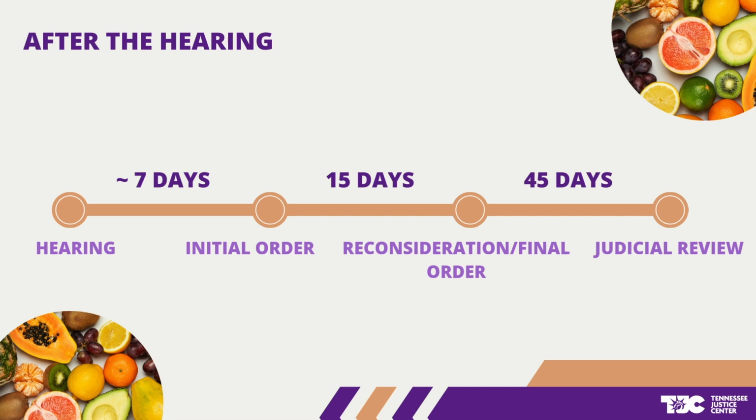The judge will then give a decision known as the initial order. This can take a week or longer depending on the complexity of the case. If you disagree with the initial order, you have 15 days to file for reconsideration. After an initial order has become a final order, you have 45 days to request judicial review if you do not agree with the final order.